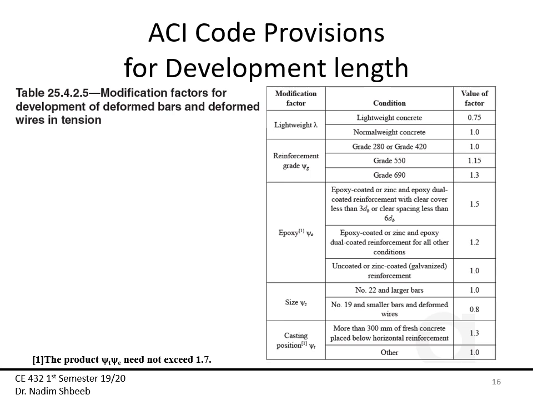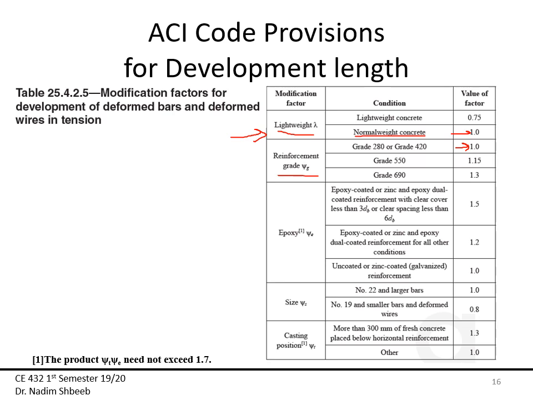So let's talk about these modification factors. Again, we have lambda, which is for lightweight concrete, and since we are using normal weight concrete, we're only going to use 1. Then there's the reinforcement grade, which was introduced new in this code. If I have grade 280 or 420, then this is going to be 1. In Jordan, most of our cases we're using these two anyway, so it's usually always 1.